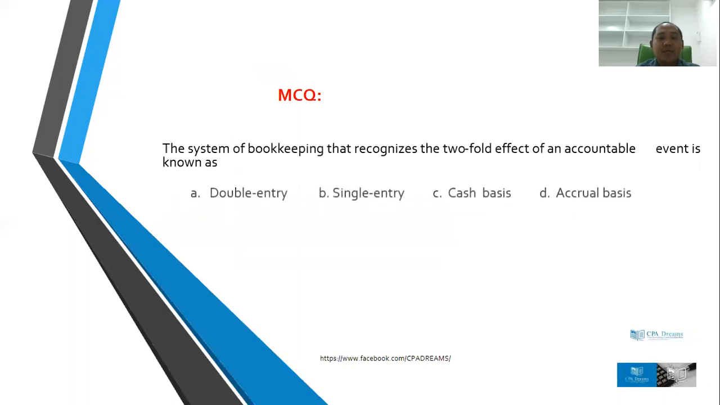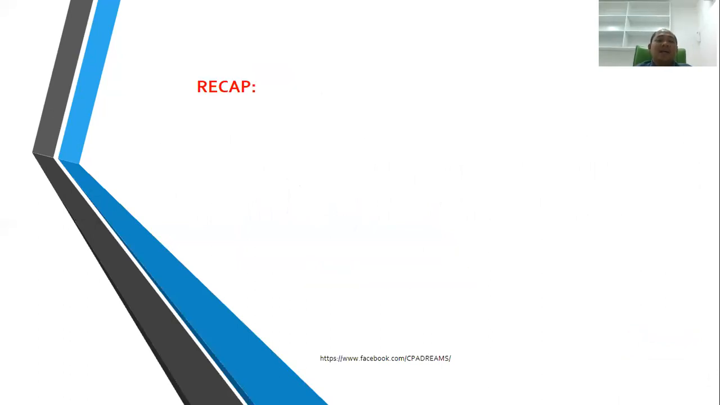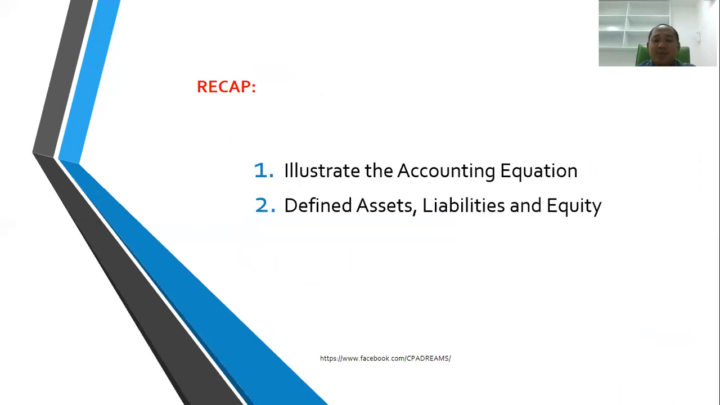Okay. Another multiple choice question. The system of bookkeeping that recognizes the twofold effect of an accountable event is known as, of course, very easy as we discussed, double entry. So again, a recap, we illustrate the accounting equation, we define what is assets, liabilities, and equity, and we give some samples of the accounts under them, and we answer multiple choice questions.